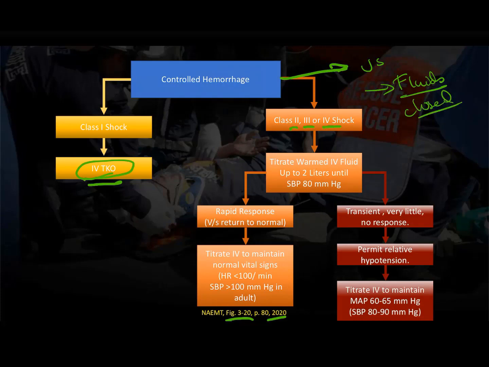If the circuit is not closed, meaning there's a hole somewhere within the body that's leaking fluid, then their vital signs will not stabilize for very long or may not stabilize at all. That's the concept behind this.